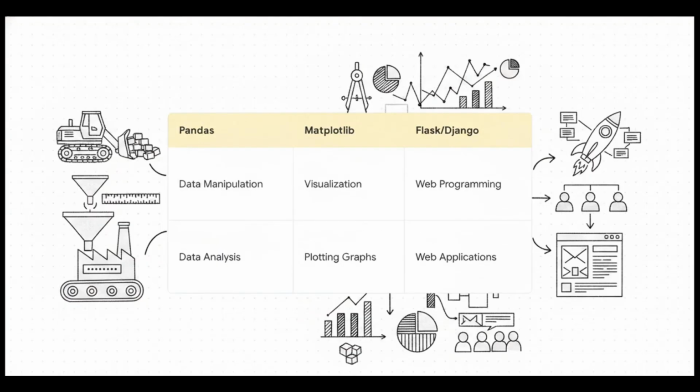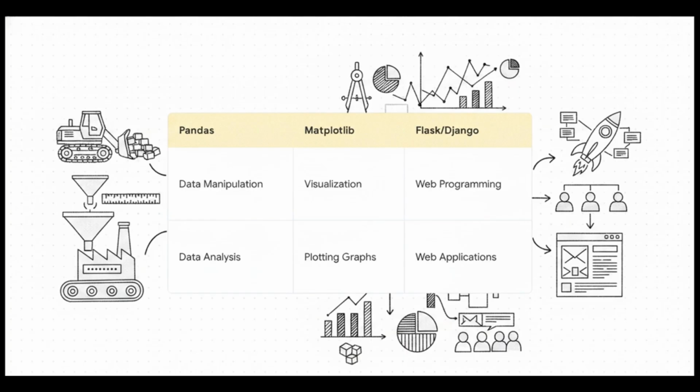Okay, let's dive right into this. Before we can build anything, we literally have to set up our factory floor and install the right tools for the job. First up is your heavy machinery, Pandas. This is used for data manipulation and analysis. It takes the raw materials and shapes them.